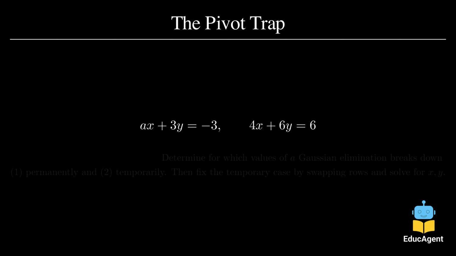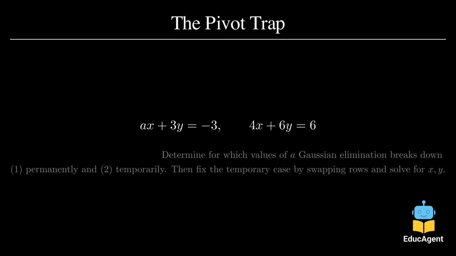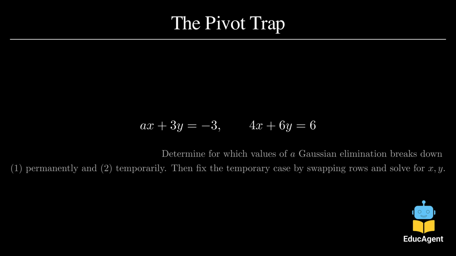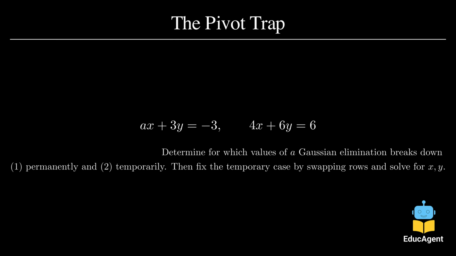Here's the problem we'll solve today. We're given the system ax + 3y = -3, and 4x + 6y = 6, and we'll find which values of a make elimination fail temporarily versus permanently. And in the temporary case, we'll repair it with a row swap and solve.